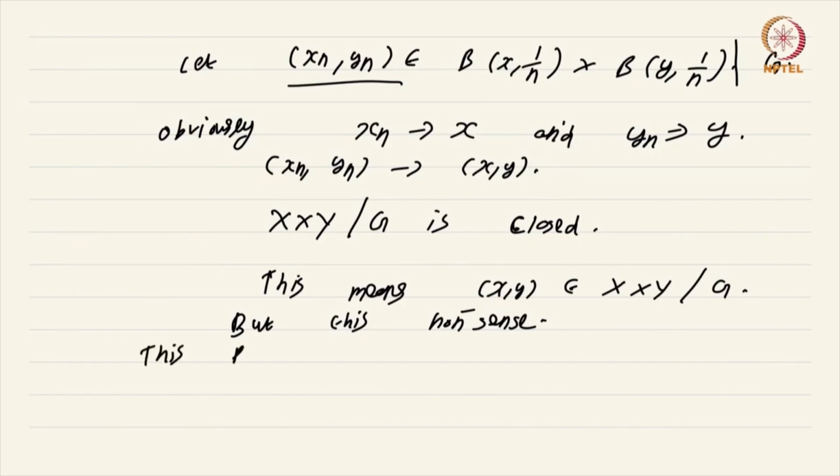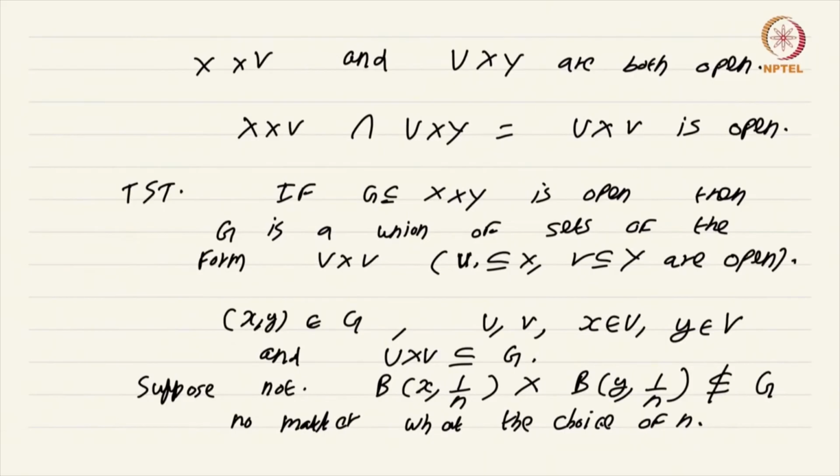Our assumption, more specifically, this assumption that you cannot find open sets U and V such that U cross V is subset of G and x comma y is there in U cross V is untenable, and therefore the result is proved.